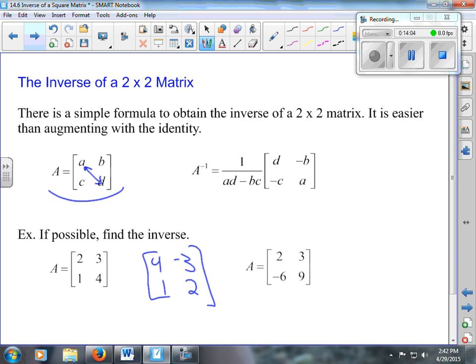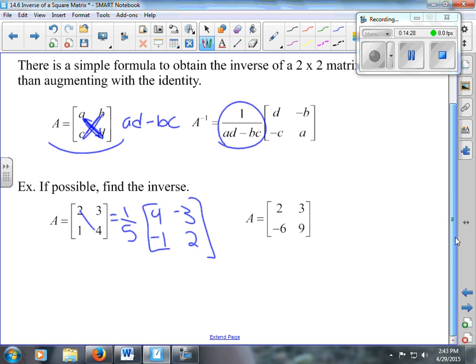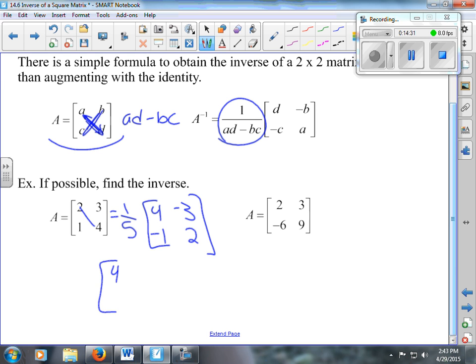And then you also divide by a special number. The special number is AD minus BC. You multiply here and then multiply here and subtract. AD minus BC. And so AD is 8 minus 3 is 5. So 1/5. That's where that 1/5 came from. Oh, this should be negated. And so did we get, it looked like that. Did we get 4/5, negative 3/5, negative 1/5, 2/5? If not, then find my mistake for me.